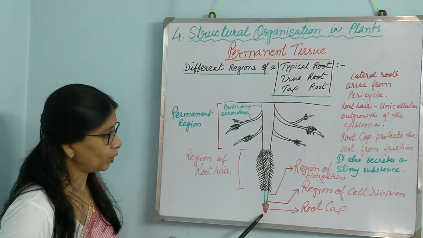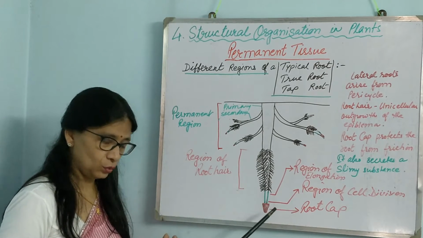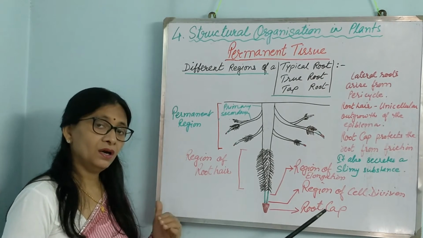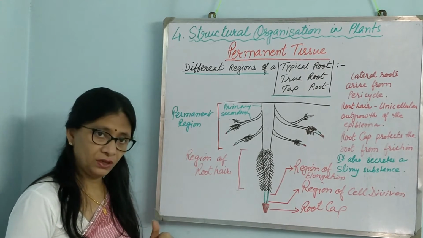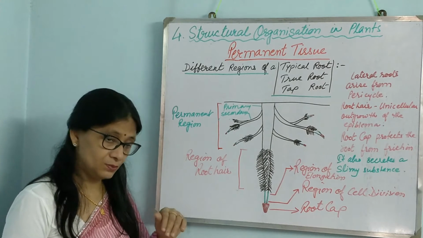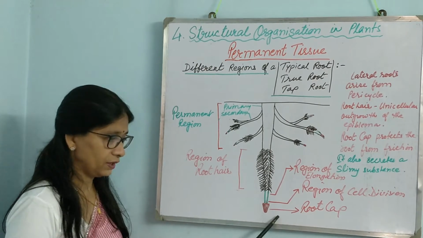Let us start from the bottom. There is a cap-like structure at the end of each root, which is known as root cap. Root cap protects the root from friction, and it also secretes a slimy substance which helps in the penetration of the root. So this is the function of root cap.